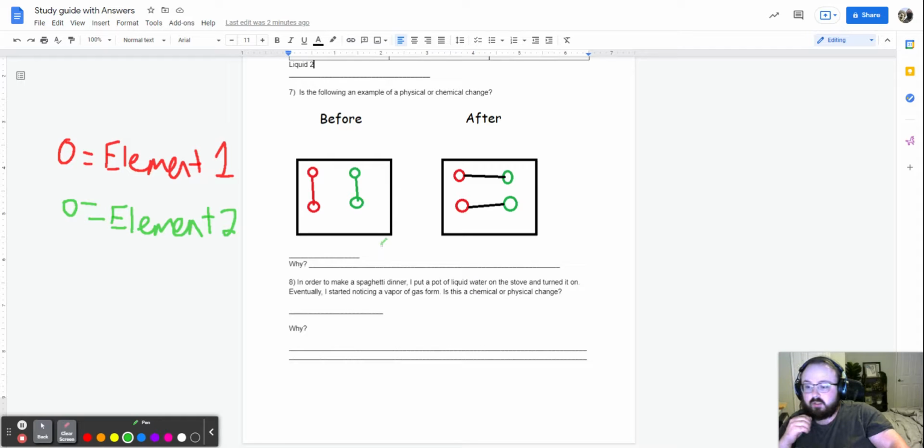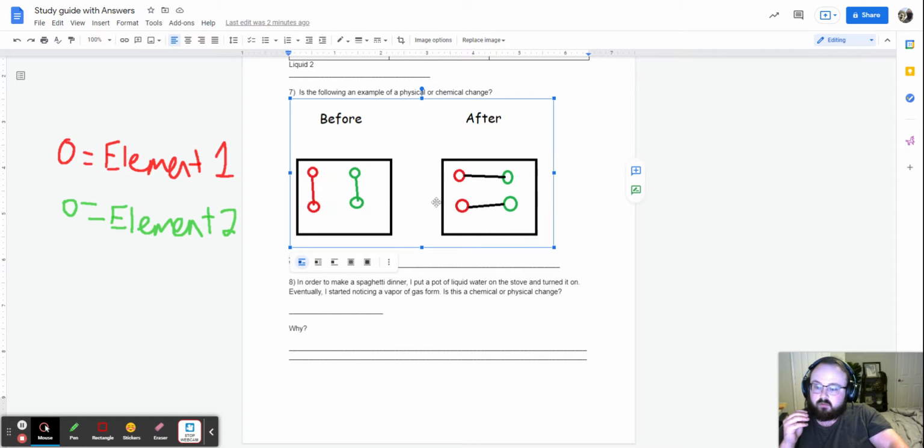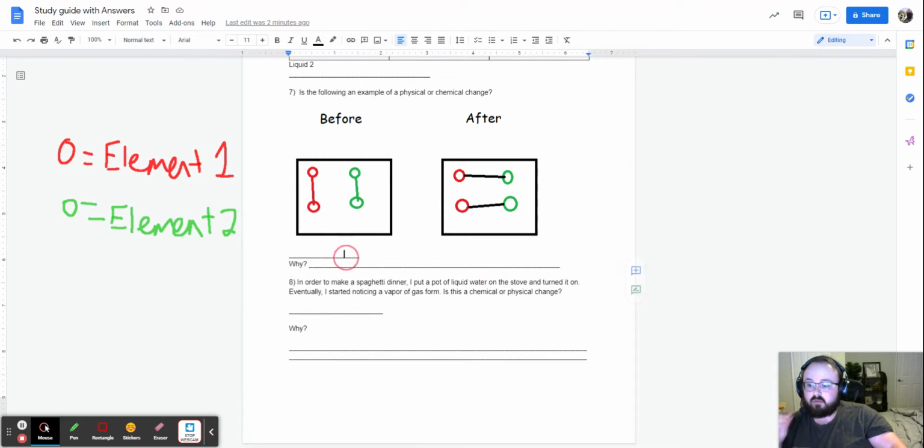So, we started with bonds here. Back to clicking. Bonds right there. We ended with the bonds in a different place. So because we started and ended with different materials, different substances, this is a chemical change.